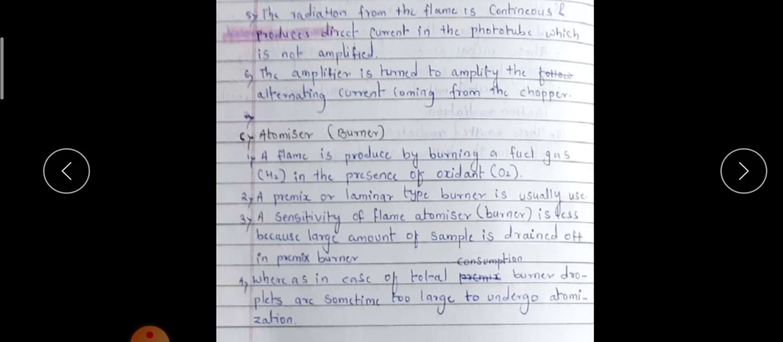Then the next is the atomizer, or you can call it a burner or flame. A flame is produced by burning a fuel gas, hydrogen, in the presence of the oxidant O2. A premix or laminar type burner is used. The sensitivity of the flame atomizer is less because a large amount of sample is drained off in the premix burner, whereas in the case of the total consumption burner, droplets are sometimes too large to undergo atomization.